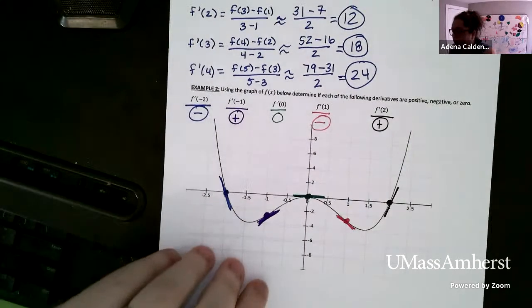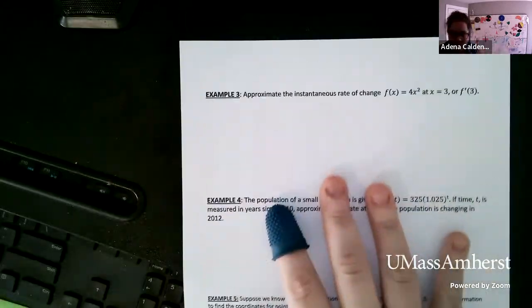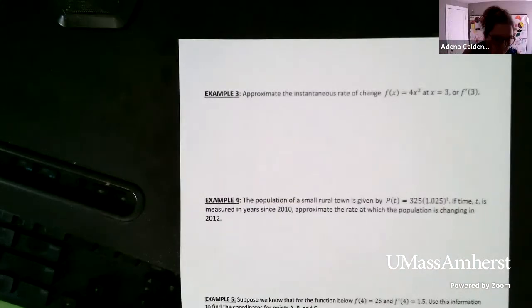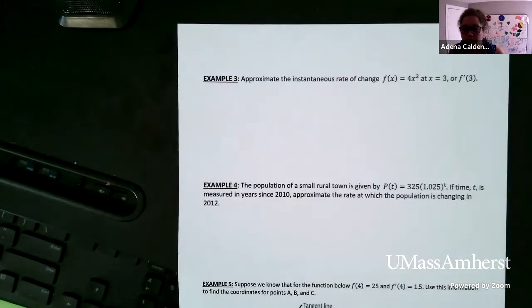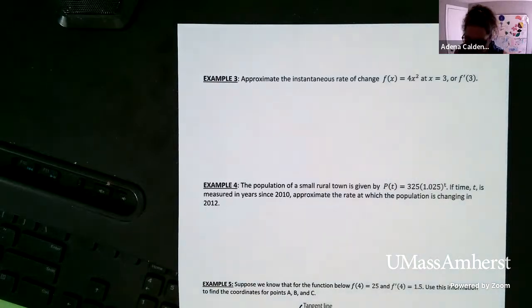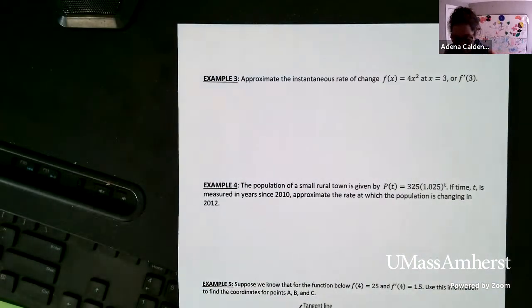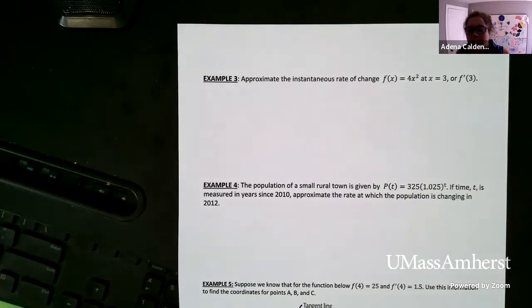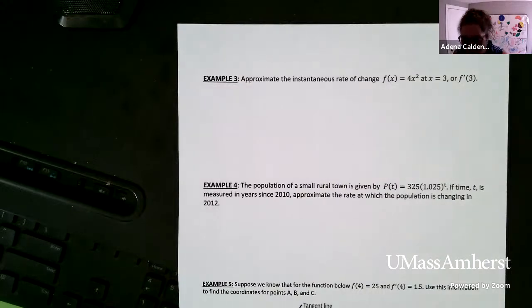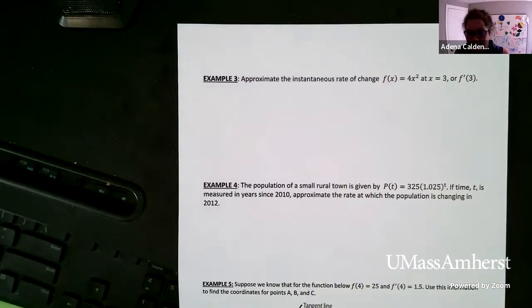Okay, the next problem is going to help us understand the different ways that we might ask you to do this on a quiz. So we're going to do this in general, and then I'm going to talk about all the variations of how we might ask this so that you know all the different terminology and ways that we might study this. Okay, so the question itself is approximate the instantaneous rate of change for f of x equals 4x squared at x equals 3, which is the same thing as asking for f prime of 3, right? These both represent the derivative or the instantaneous rate of change.